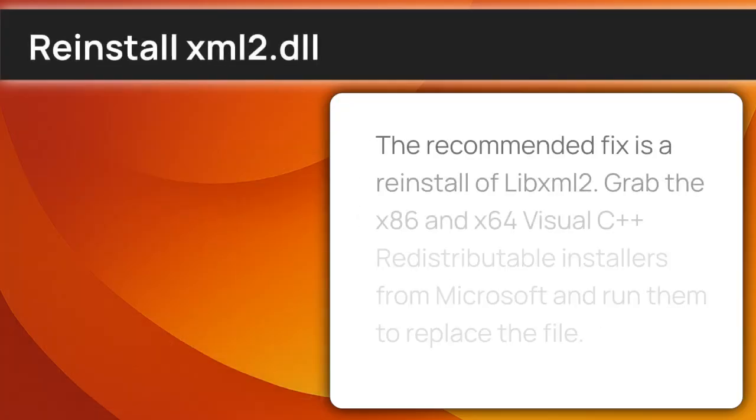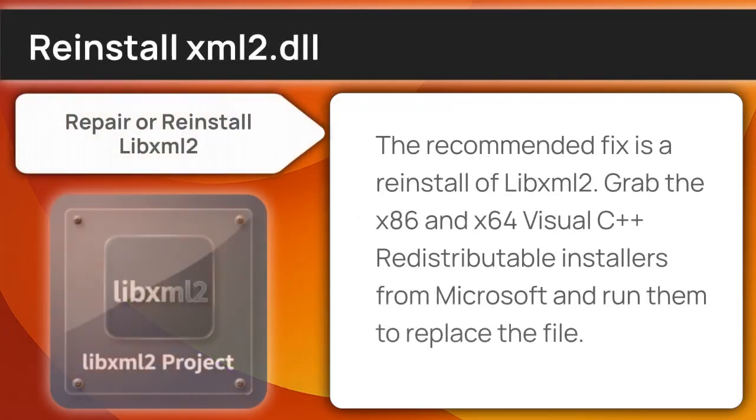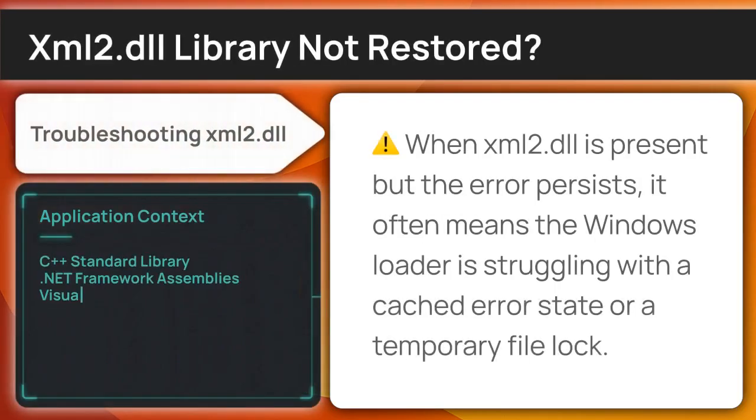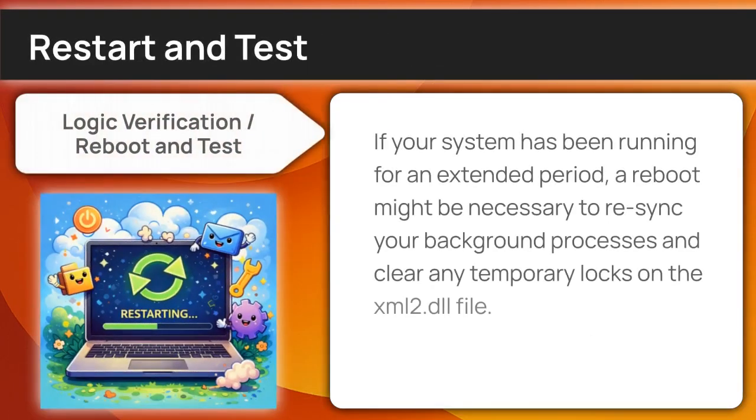The recommended fix is a reinstall of libxml2. Grab the x86 and x64 Visual C++ redistributable installers from Microsoft and run them to replace the file. In the event the error remains visible, it indicates we need to verify the environment's ability to register new shared resources. A full system restart ensures that no background processes are currently locking the XML2 library file. A fresh boot allows Windows to reinitialize its library map from a clean state.